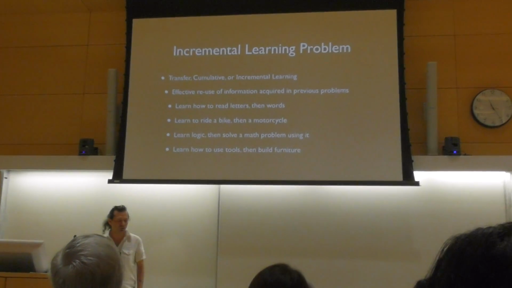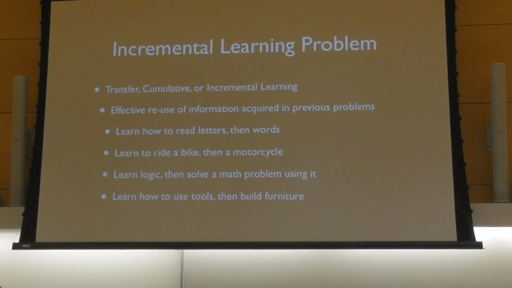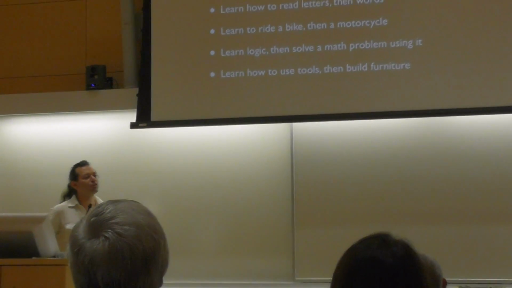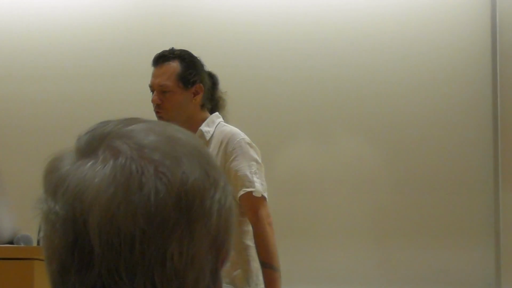Well, the incremental learning problem is also known as transfer learning or cumulative learning. It's basically effective reuse of information that was acquired from the solution of previous problems. Let's give a few simple examples just to get warmed up. First you learn how to read letters, and then you put these together to be able to read words.